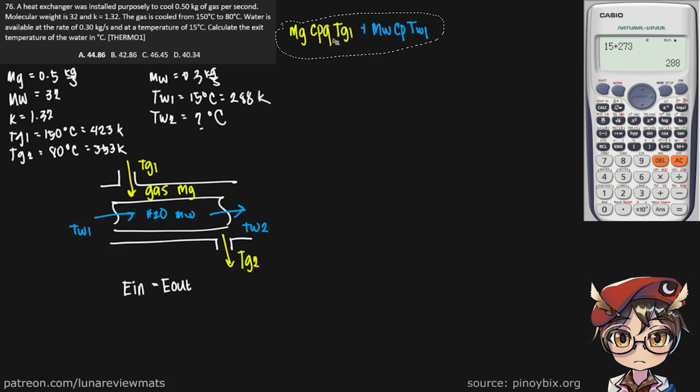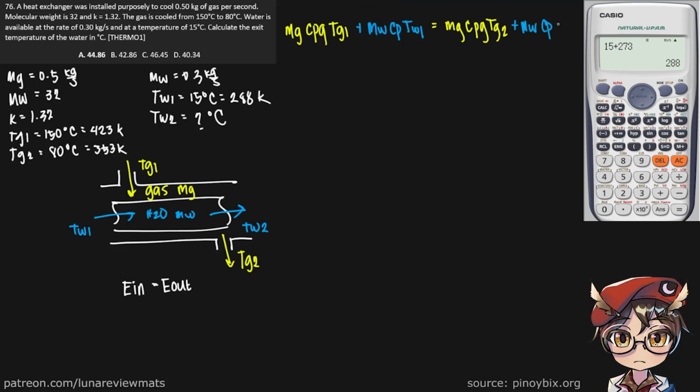Let's move this here. Now it's the same for what's going out. So this one is now Tg2 because it's leaving the heat exchanger. And we do the same for our water, Tw2.